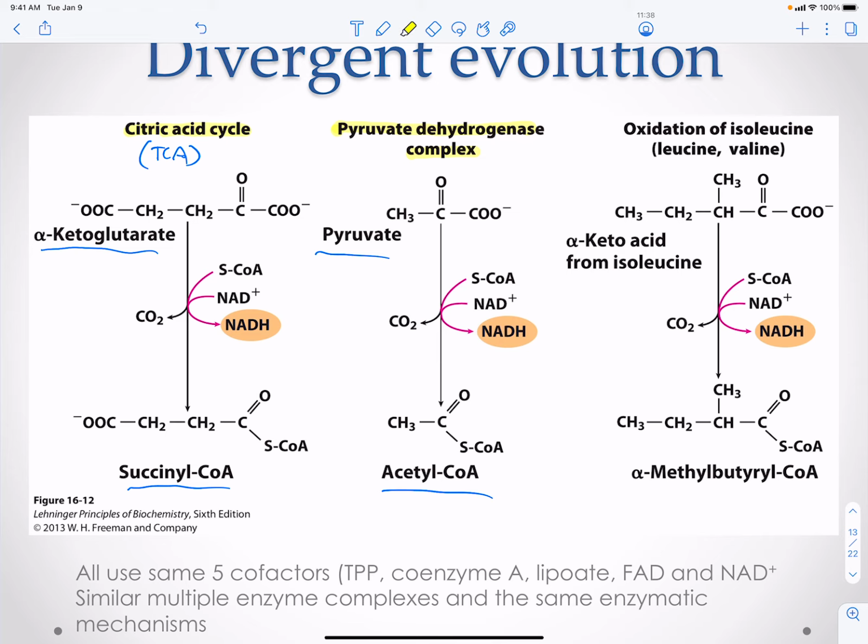In the future, we'll talk about another dehydrogenase complex, and this is going to be in the oxidation of isoleucine, leucine, and valine, our branched chain amino acids. And this is going to form an alpha-methylbutyryl coenzyme A, and it's going to have the same coenzymes that are going to be important in this complex as well. So all of these are using the same 5 cofactors we talked about: thiamine pyrophosphate, coenzyme A, lipoate, FAD, NAD. And they're going to have the same kind of complexes, E1, E2, E3. They're all going to be different in the E1 in their specificity.